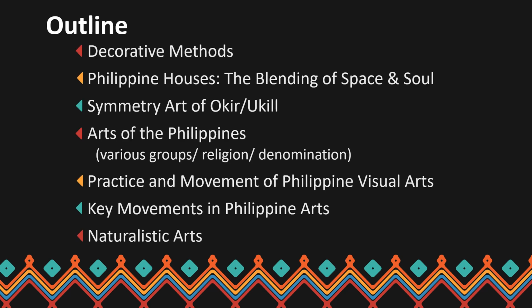Before moving on, this is the topic outline for Chapter 9. So we have the decorative methods, the different Philippine houses, the wonderful symmetry art of Ukir or Ukil, the different arts from the various groups of the Philippines, the practice and movement of the Philippine visual arts, the key movements in Philippine arts, and lastly, the naturalistic arts.